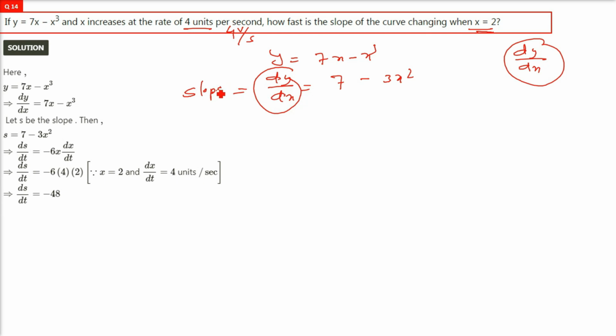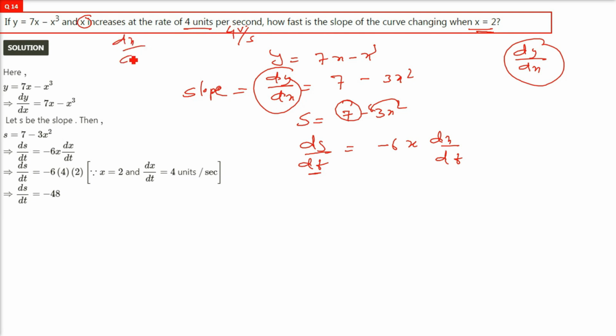Now the rate of change of slope will be ds by dt. Now you have to do ds by dt here. So for ds by dt, again we have to do this differentiation. ds by dt: 7 gives 0, and negative 3 times 2 is 6x. So negative 6x it will be. And since we are doing it with respect to t, dx by dt will also be there. dx by dt is already given, which is 4 units per second in this question. The unit can be anything, as I told you earlier.